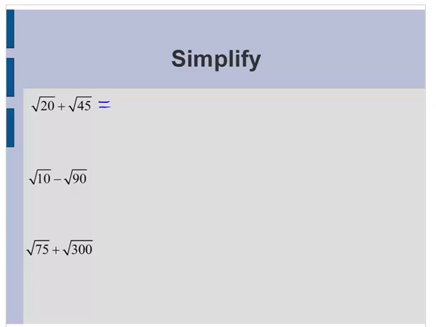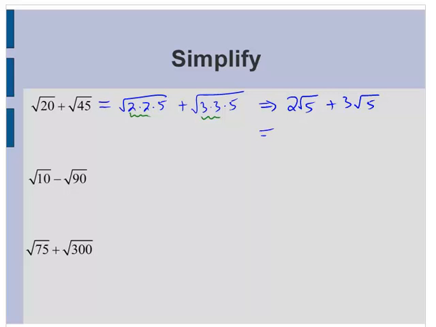So I'll use the prime factorization method. Square root of 20 is 2 times 2 times 5. And the square root of 45 is 3 times 3 times 5. And again, I see those pairs. And so I can write that as 2 times the square root of 5 plus 3 times the square root of 5, which simplifies as 5 times the square root of 5. Why don't you try the next two on your own?